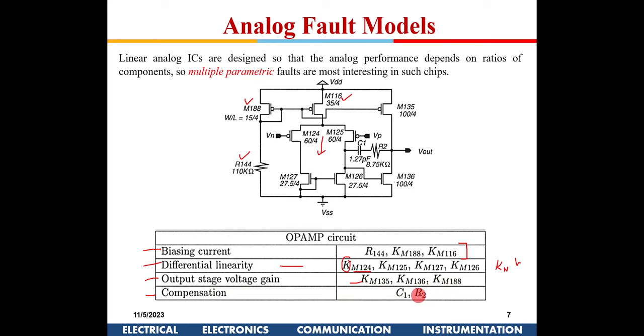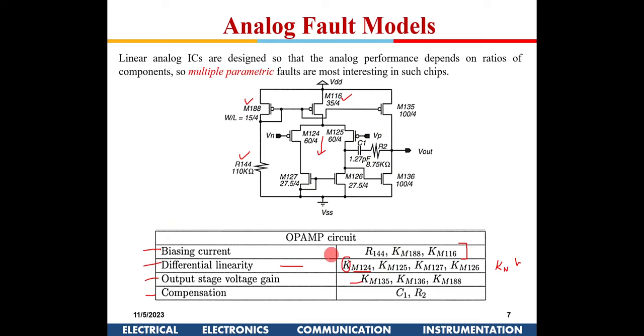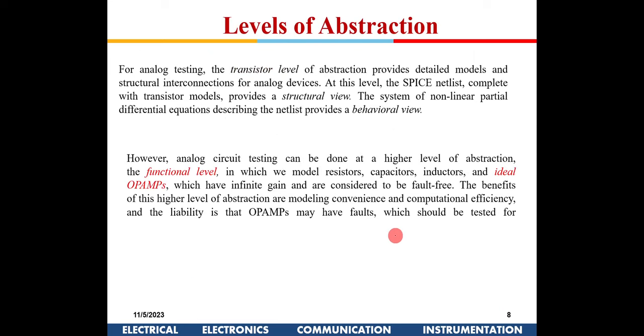Okay, compensation. So you don't have to mug up all these tables at all. I am just telling the philosophy. This is not an analog design class, this is a testing class. So you don't have to mug up what these would be for each circuit. We are not interested in the analog analysis. We are just discussing the concepts on how to go about doing analog fault testing, right?